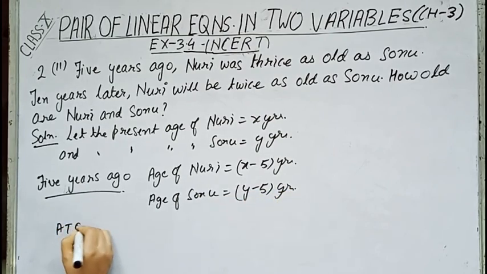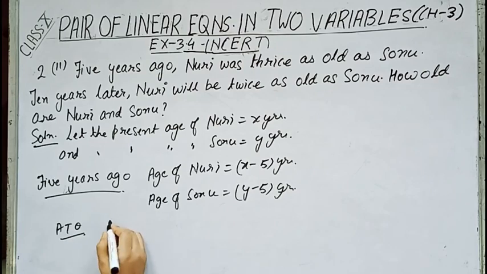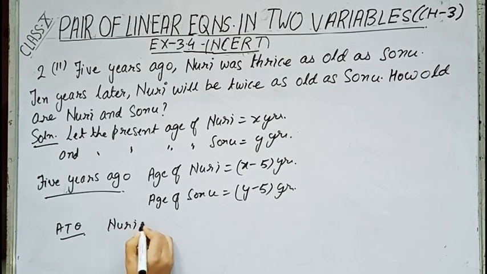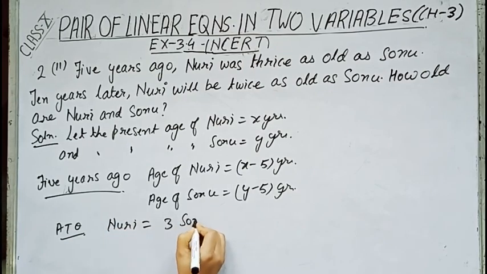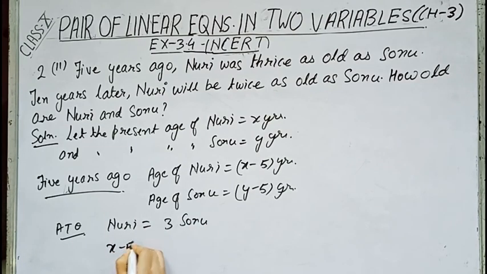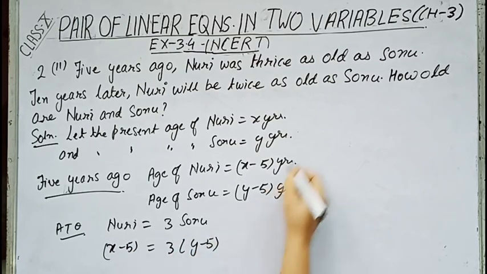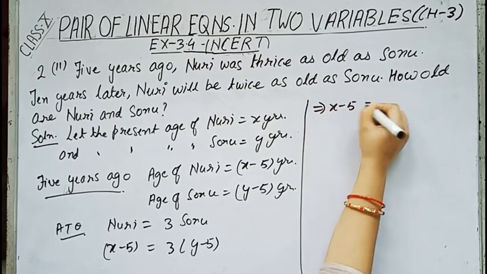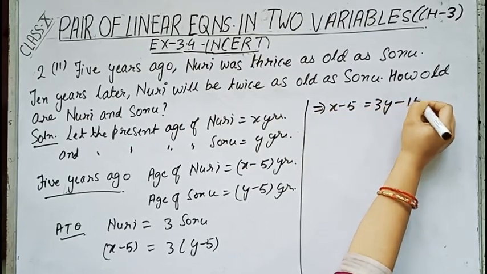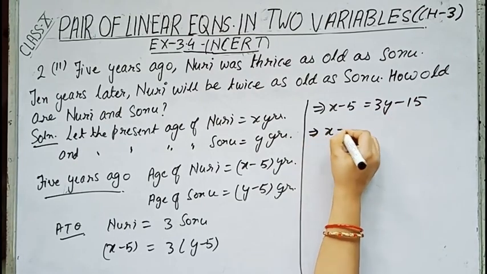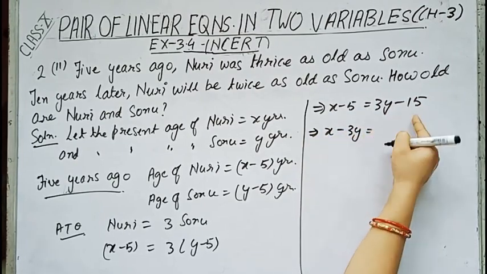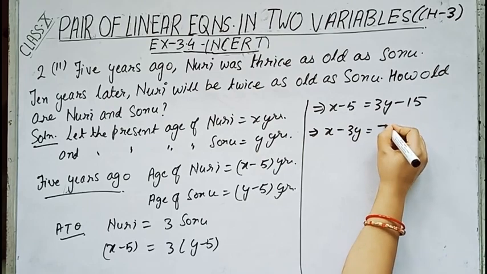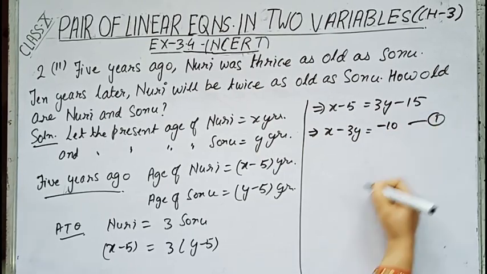Now according to the question, Noori was thrice as old as Sonu. So let us write the values. X minus 5 equals to thrice into Y minus 5. This implies X minus 5 equals to 3Y minus 15. This implies X minus 3Y equals to minus 15 plus 5, which is minus 10. Let us make it equation 1.